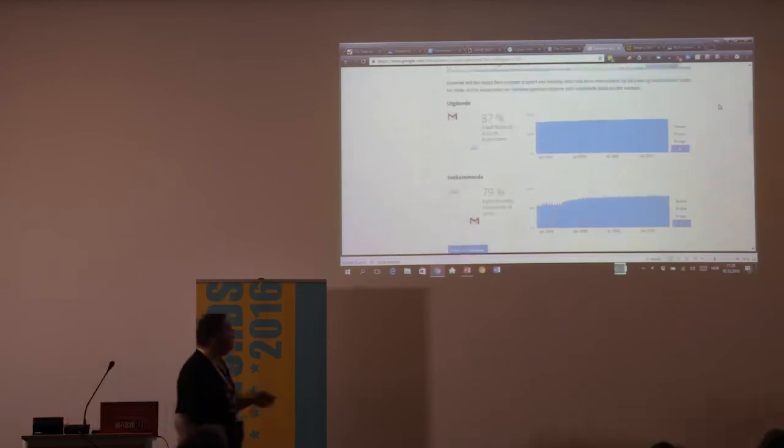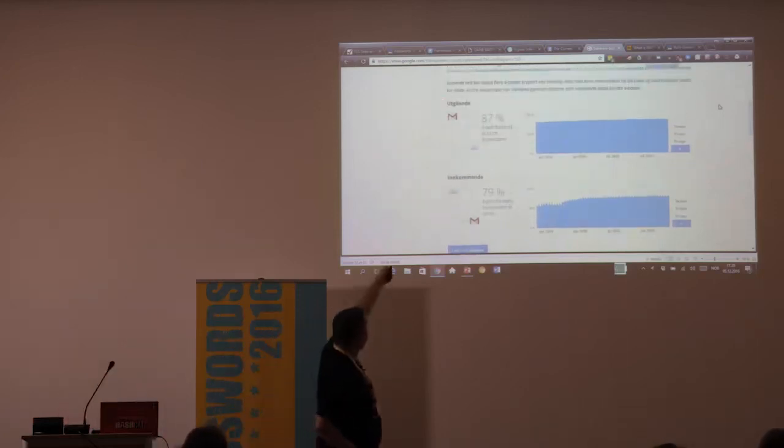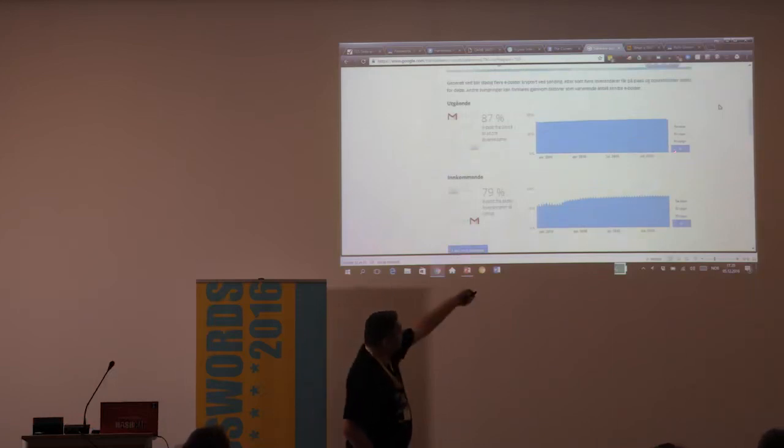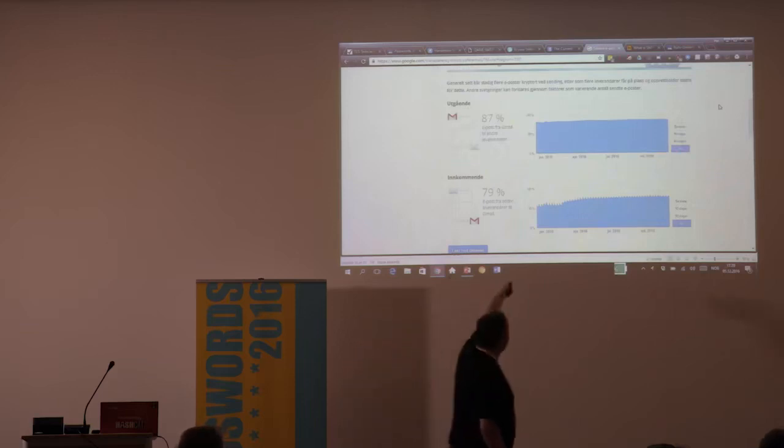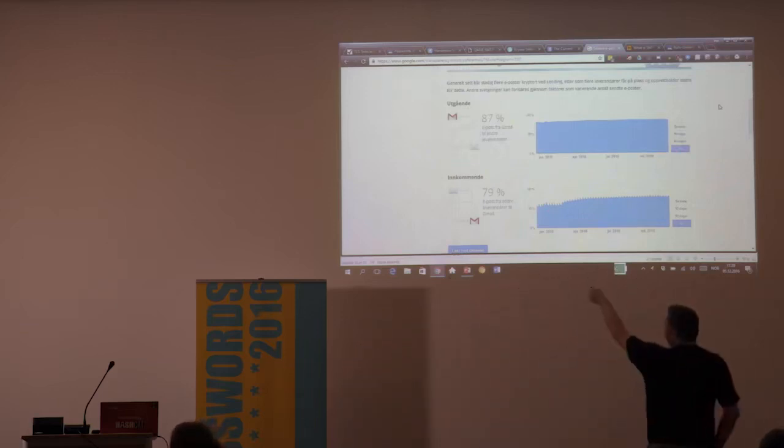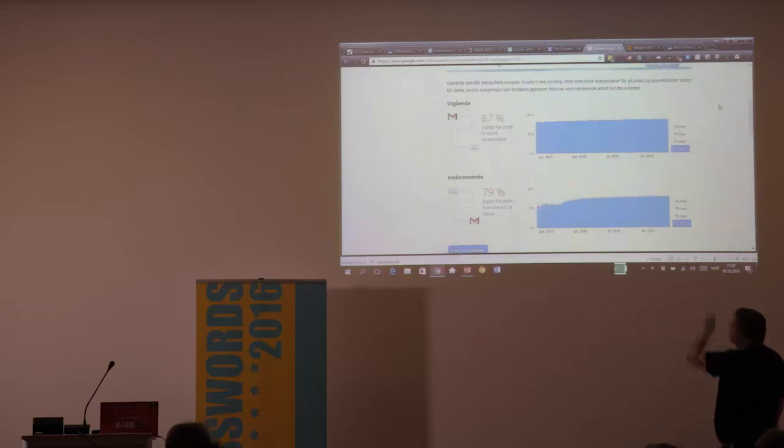But here you actually see the graphs of, this is outgoing and this is incoming to Gmail. And I'm looking now at the graphs for 1 year back in time. And here you see incoming, this is the most interesting one. You can actually see it goes from January 2016, we were at like 55-60%, now we are getting much closer to the goal. And this is really good.